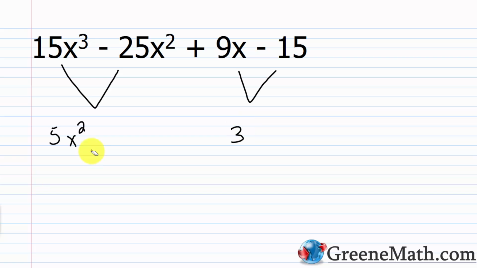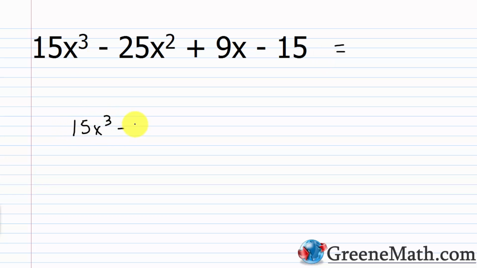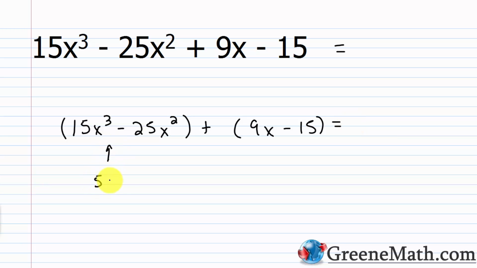So let's go ahead and try that, setting this up into 2 groups of 2, with this being 15x cubed minus 25x squared. Let's make that into a group. Then plus, we'll have a group of 9x minus 15. And I already told you the GCF for each. For this one, it's what? It's 5x squared. For this one, it's 3.